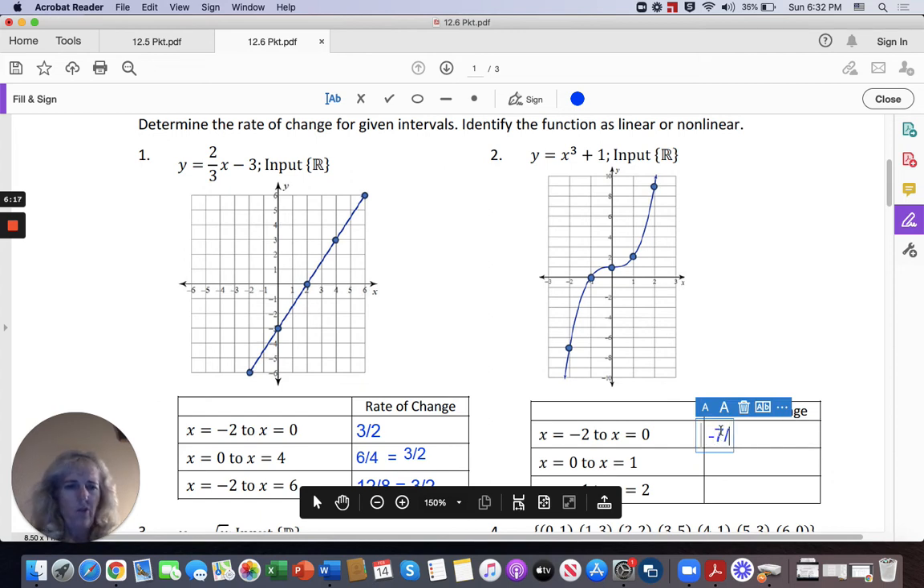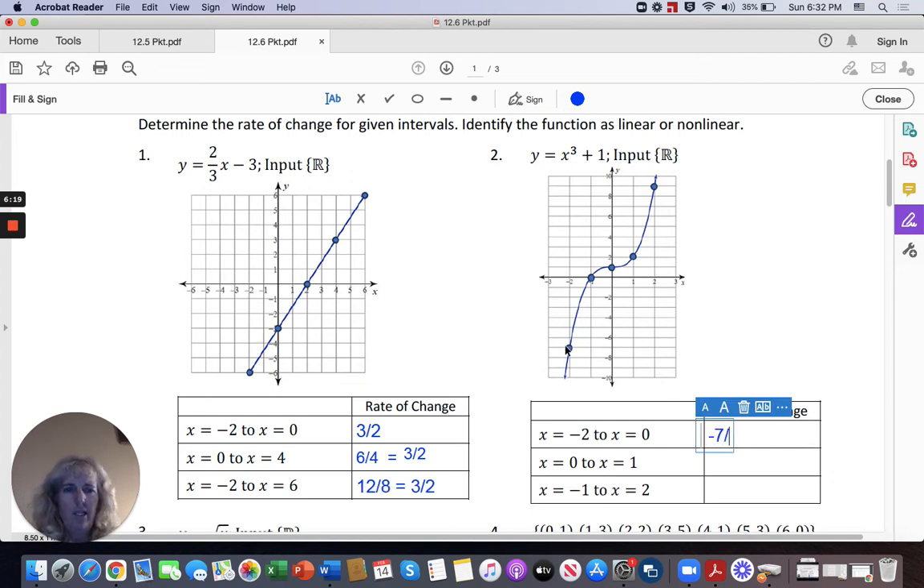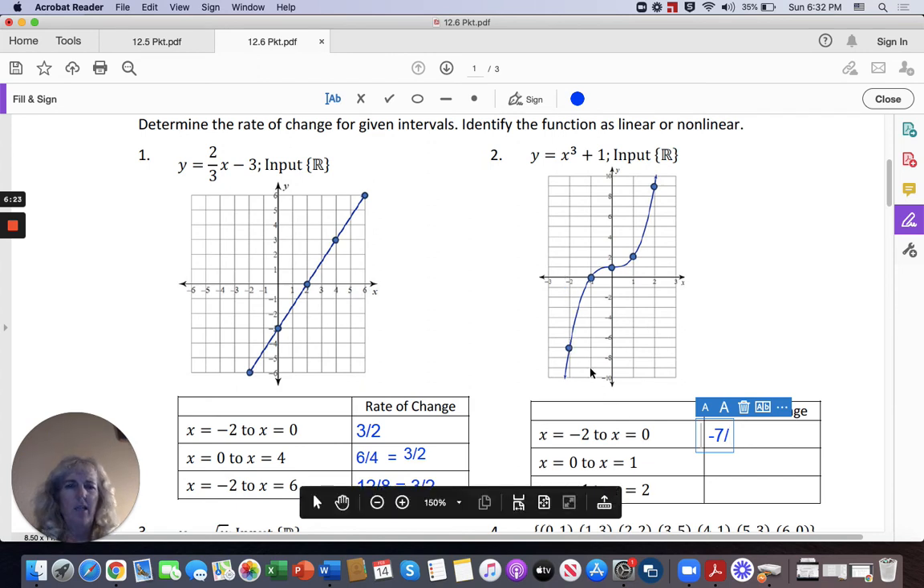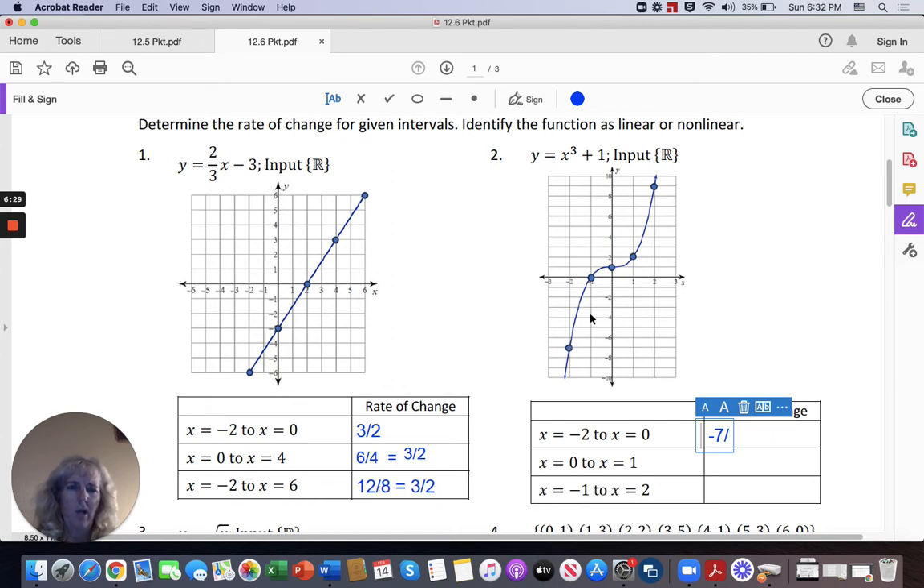-7 over. Now, how many do I rise? I rise 7, and I'm going to what? To 0. And that's going to be here. So I rise 8, and I go over 2. So if I rise 8, and I go over 2, so that is going to be rise 8, and I run 2. So that I can simplify all the way to 4.